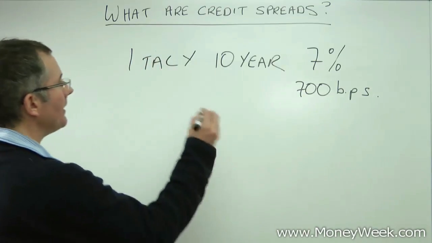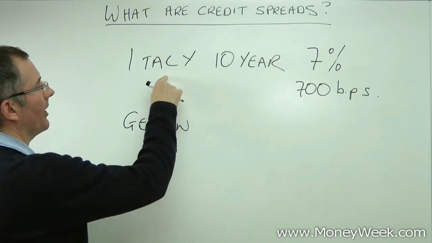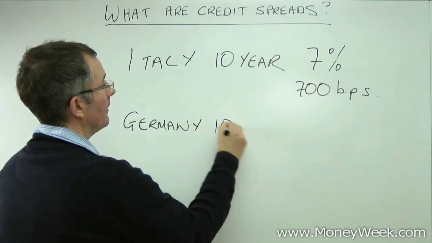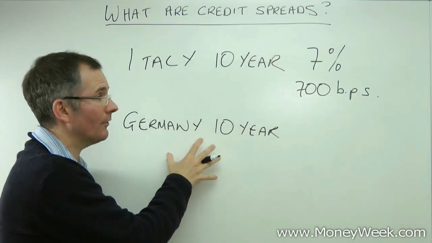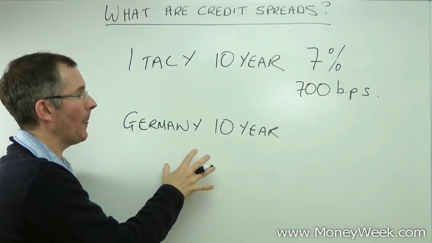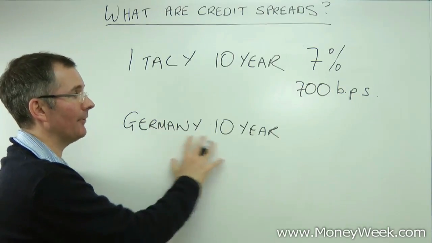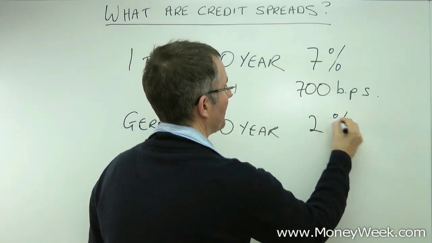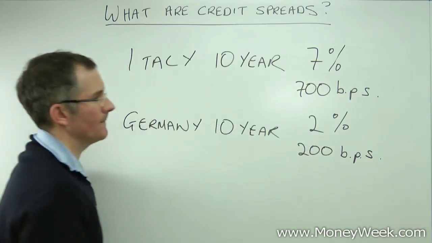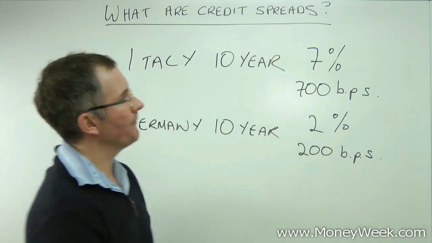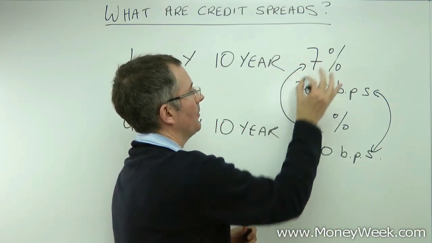Because you could compare Italy to, say, Germany. You could compare one of the riskier economies, as is currently seen, in the Eurozone, to what should be one of its safest, the German powerhouse economy. And let's say you look up the equivalent return investors are demanding for buying German 10-year paper, and you get more like 2% or 200 basis points. The spread is the gap between those two numbers.